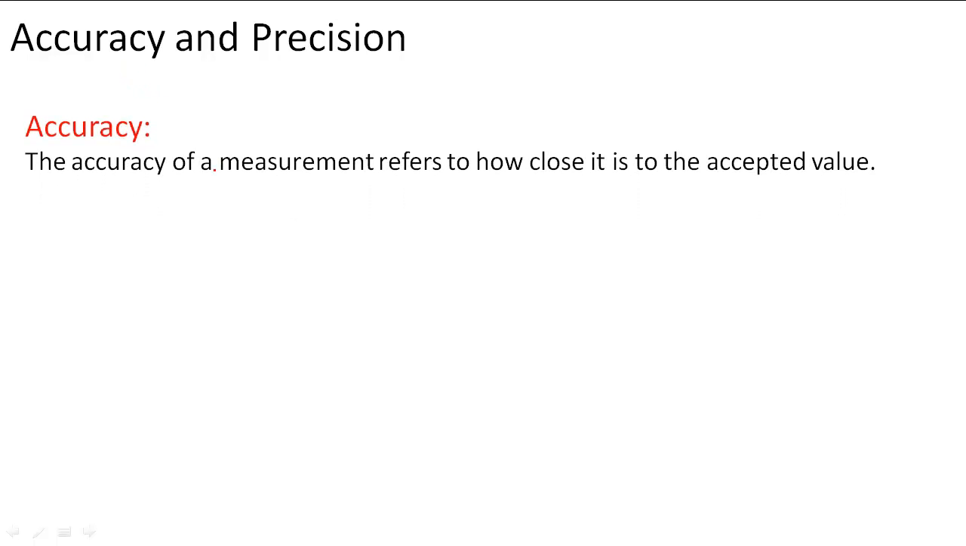Accuracy and precision. Accuracy. The accuracy of a measurement refers to how close it is to the accepted value.